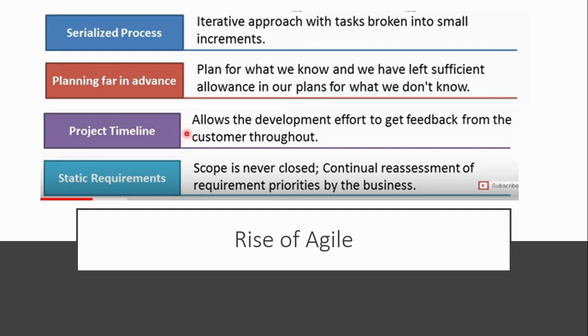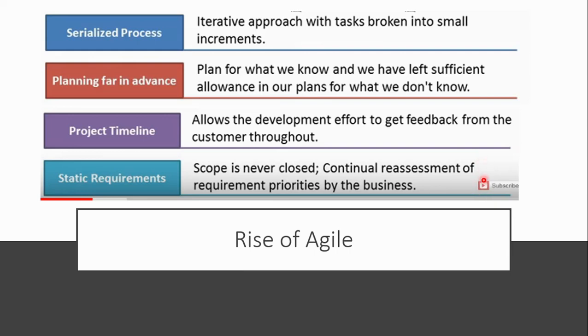Then people liked Agile because the rise of the Agile concept was captured by the fact that it allowed the development effort to get feedback from the customer. At the end of each iteration, the working software was shown to the customer and feedback was obtained, and it was continuously improved in the next iterative cycle. So people liked that concept, and that's why Agile was so fast adopted.